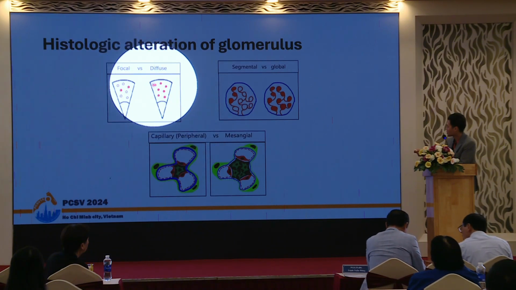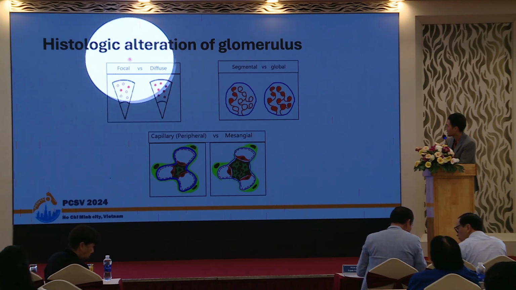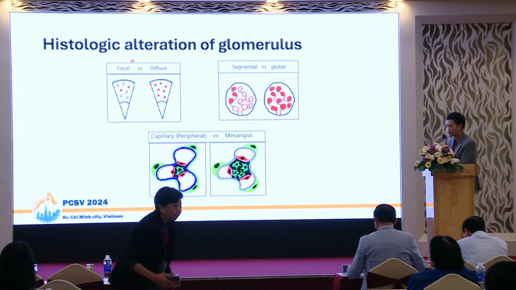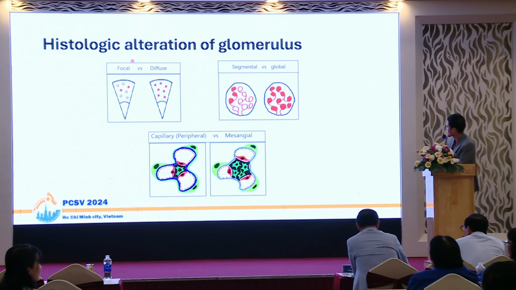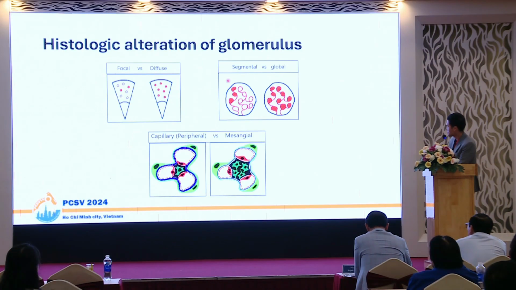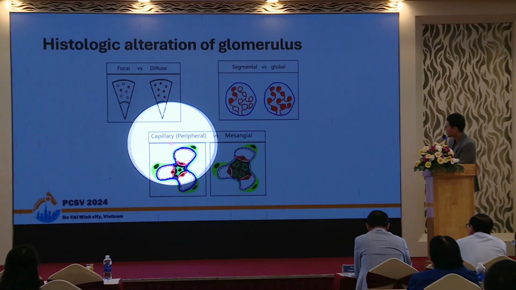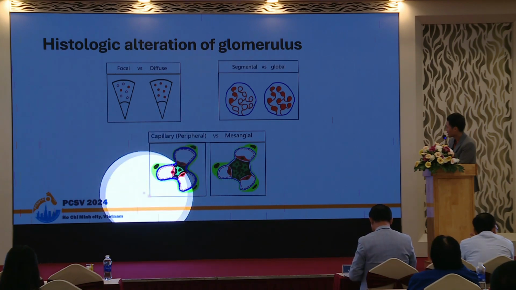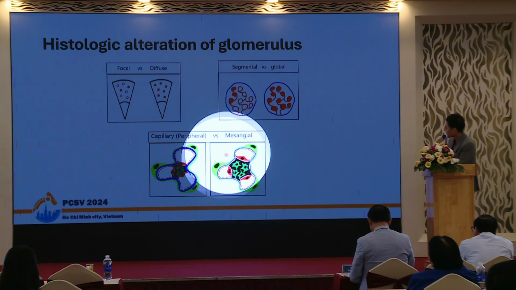Within the tissue, if less than half of the glomeruli are involved, we call it focal, or more than half, we call it diffuse. Within one glomerulus, if it involves the whole glomerulus, we call it global, or a portion, we call it segmental. Usually in IF, we can describe the signal along the capillary as peripheral, or the signal in the mesangium as mesangial.